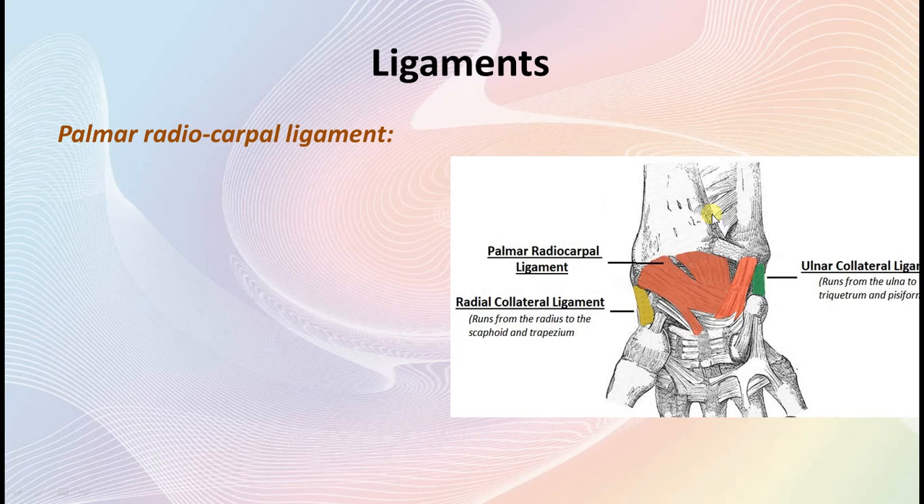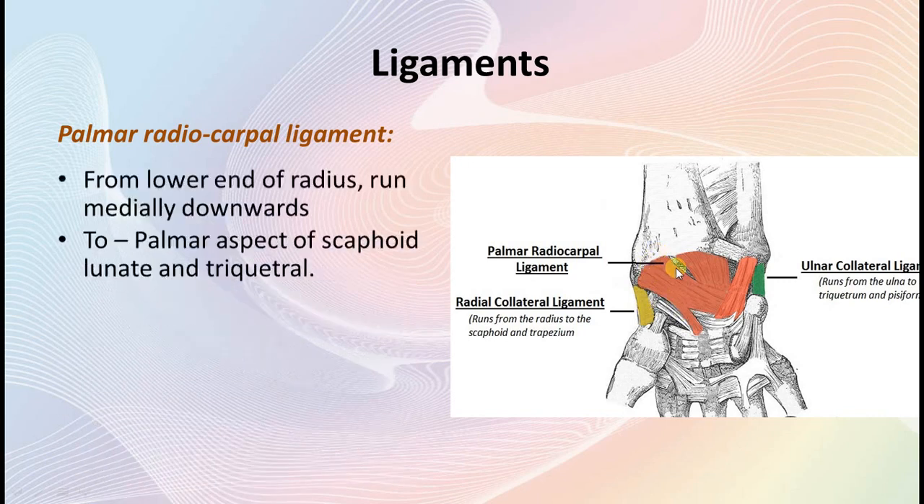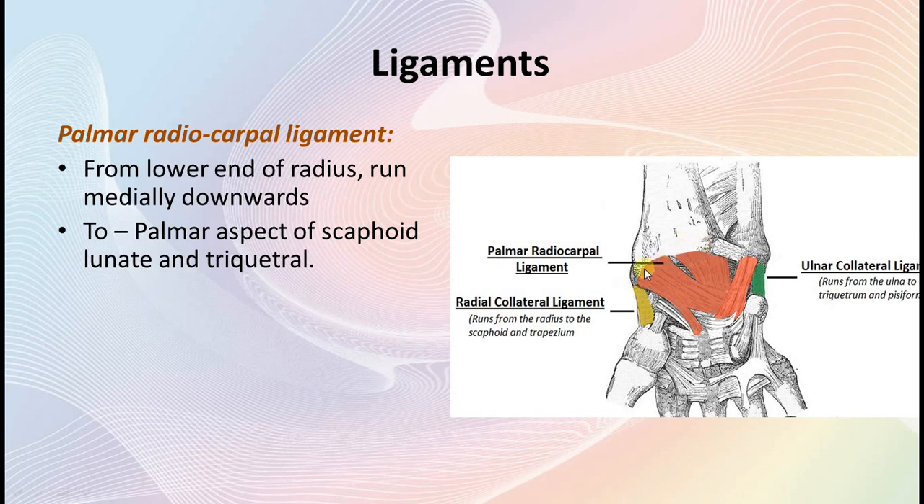Coming to the ligaments, the palmar radiocarpal ligament. Here you are able to see the palmar radiocarpal ligament, which is an extensive, thick band from the lower surface of the anterior part of the lower end of the radius. It runs somewhat medially downwards to the palmar aspect of the scaphoid, lunate and triquetral, all three bones. On the palmar aspect, it is present on the anterior part of the lower end of the radius and goes to the palmar aspect of the scaphoid, lunate and triquetral.